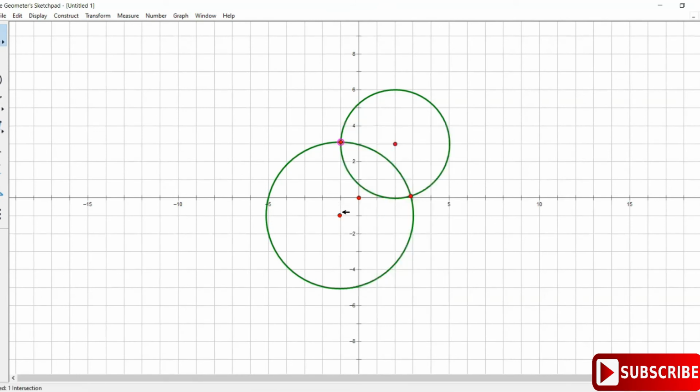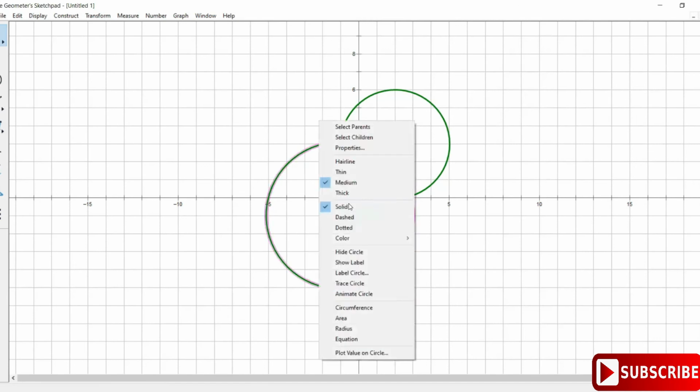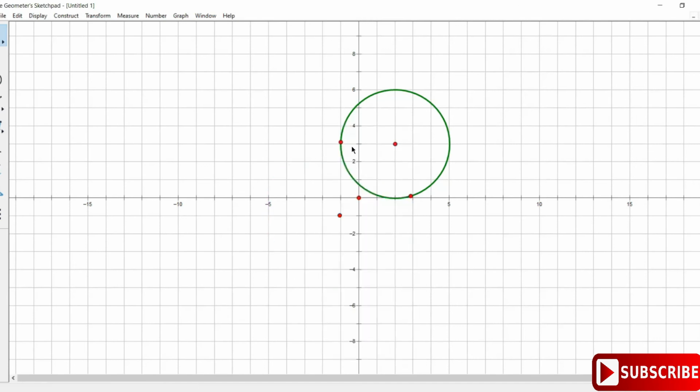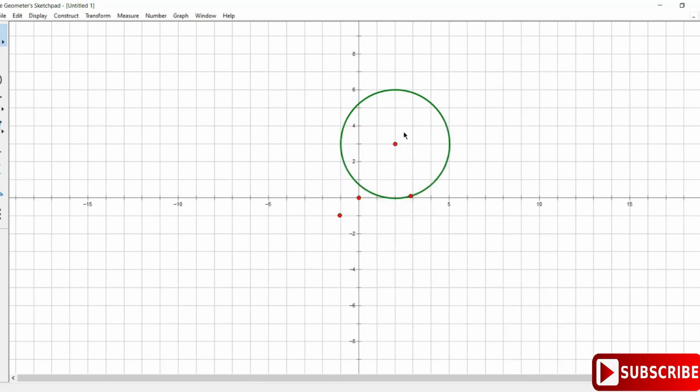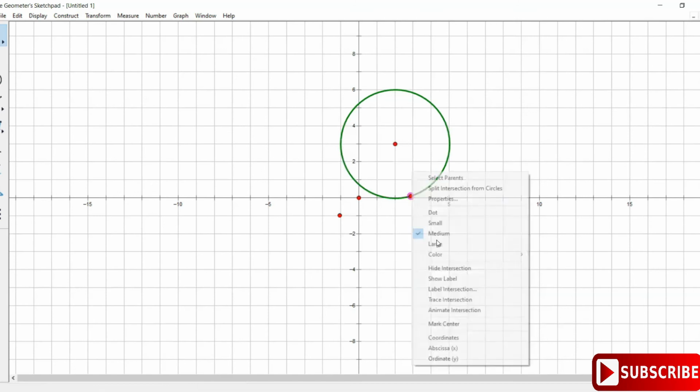Wait, this is the wrong circle. The center is, what was the center? (1, -1). This is not (1, -1). I sketched this circle wrong. So let me hide this circle. My apologies, that center was drawn wrong. (1, -1) is not right there.